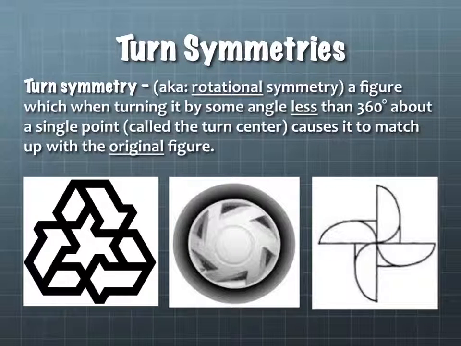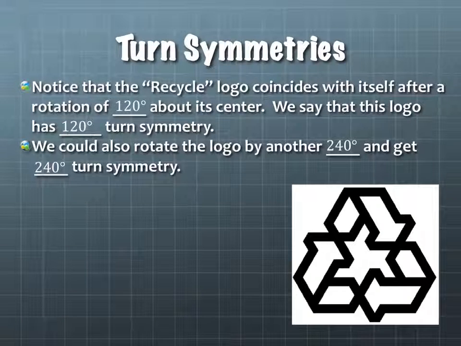All right, so taking a look at these figures, the first shape right there, you know that shape, you see it places, right? Recycle symbol, yes. Does it have a rotation symmetry? Can I turn it less than 360 degrees and it will land back on top of itself? Yes. And so this one would have a rotational symmetry, and I'll talk in a second here. Actually, it's on the next slide. The recycle logo coincides with itself after a turn of 120 degrees about its center. We say that the logo has a 120 degree turn symmetry.